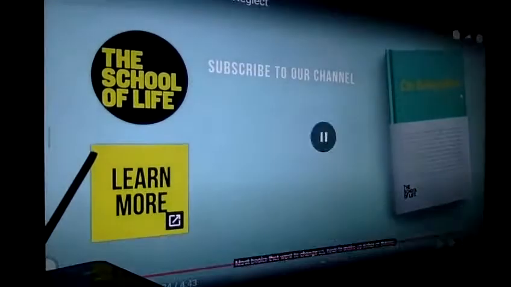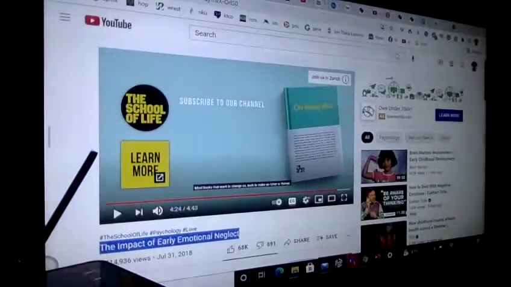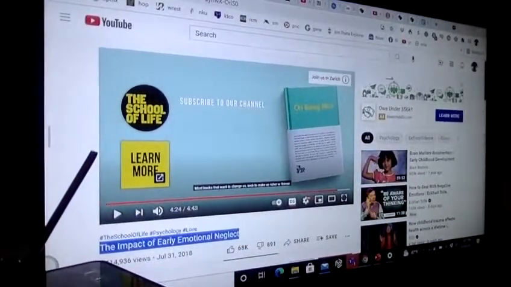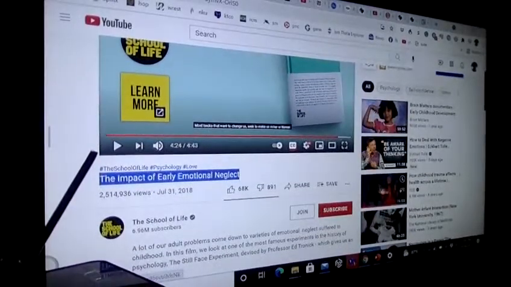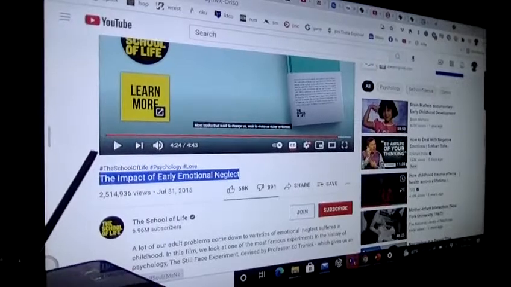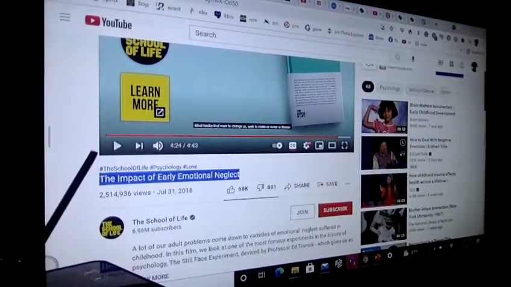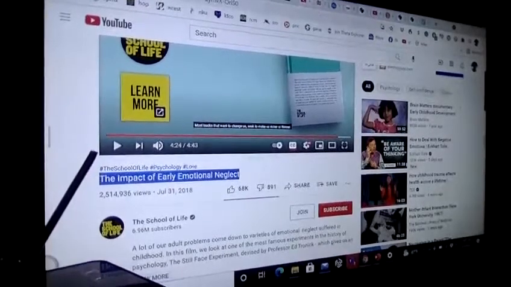Most books that want to change. So there's several, like I said, you can find so much research on this. If you go to Dr. Nadine Burke Harris, she has an amazing TED Talk that we watched some of about adverse childhood experiences and some of the things that come up with those.